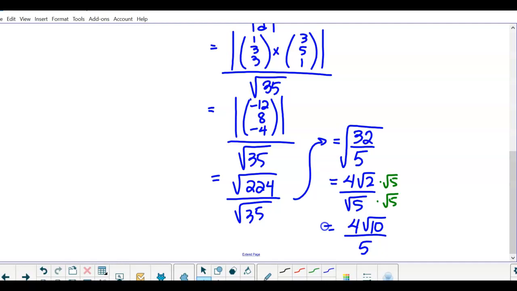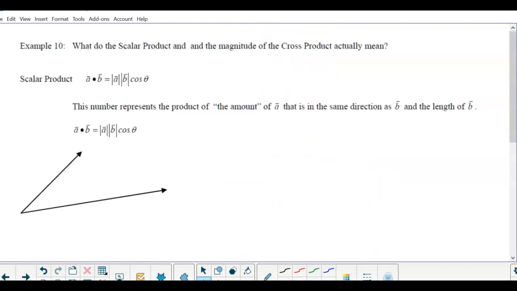Okay, and then the last part is just to summarize the meanings of dot product, or scalar product, cross product, or vector product. Okay, so just remember we talked about this when we talked about the scalar product or dot product. This value represents the product of the amount of vector A that is in the same direction as B and the length of B. So it's a product, it's a multiplication.